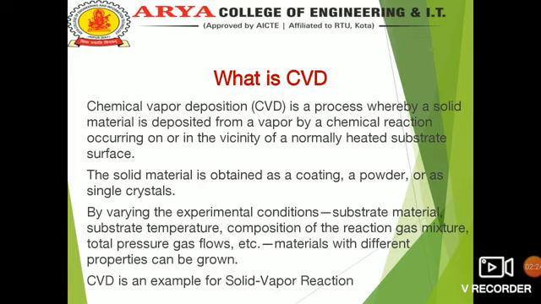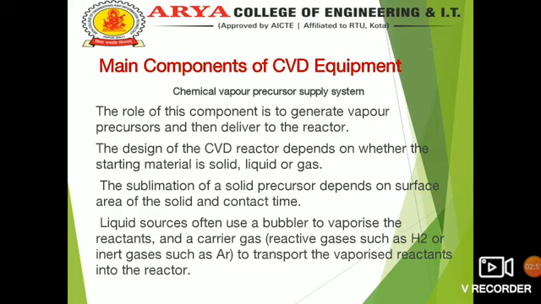By varying the experimental conditions, such as substrate material, substrate temperature, composition of the reaction gas mixture, total pressure, gas flows, etc., materials with different properties can be grown. And CVD is an example of a solid vapor reaction. Main components of CVD equipment: the role of this equipment is to generate vapor precursors and then deliver them to the reactor.